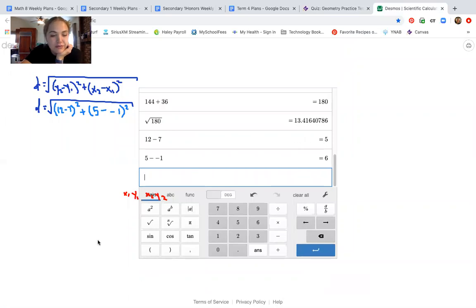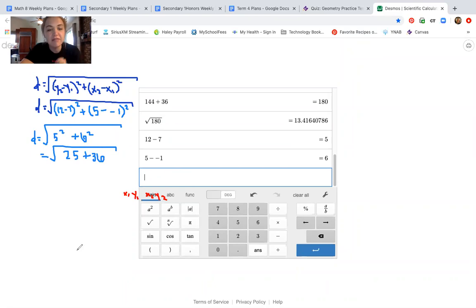So we've still got d equals square root, but now it's going to be 5 squared plus 6 squared. And it gets pretty simple from here. 5 squared is 25, 6 squared is 36. And when I add together 25 plus 36, I get 61. So I am just taking the square root of 61.